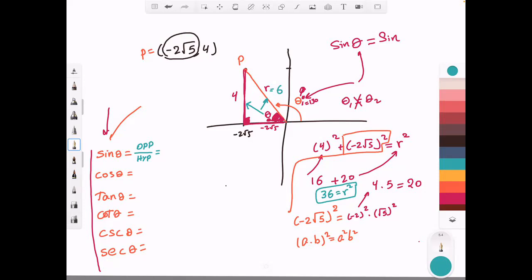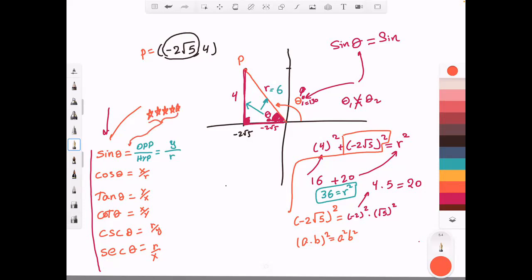We learn it, but instead of applying opposite and hypotenuse, we can say sine is y over r, cosine is x over r, tangent is y over x, cotangent is x over y, cosecant is r over y, and secant is r over x. Any question here? This is super, super, super, super important, knowing that one.